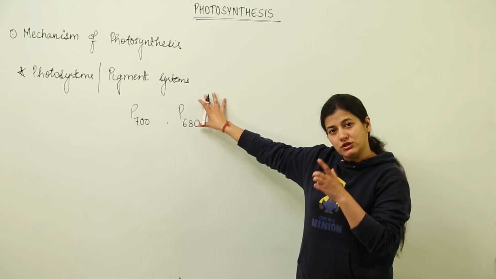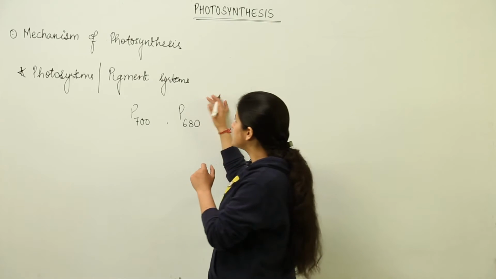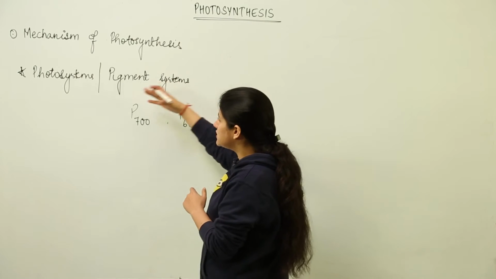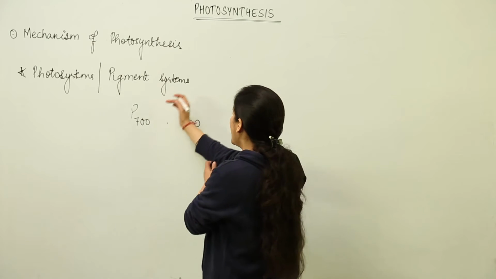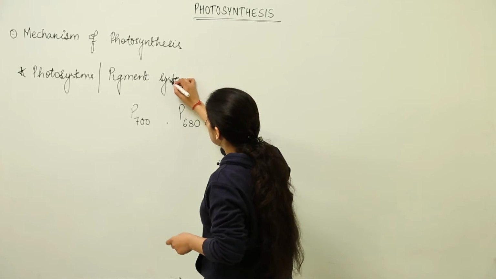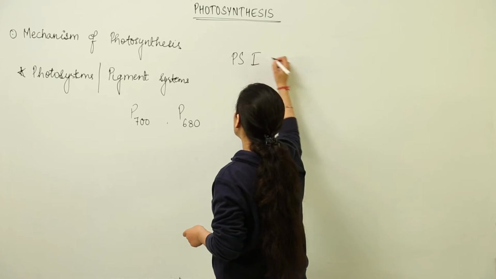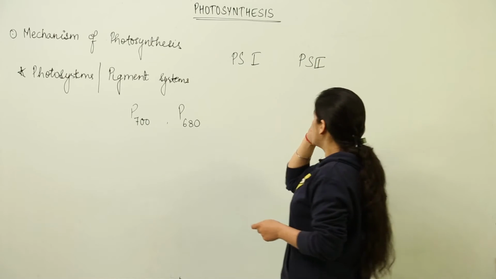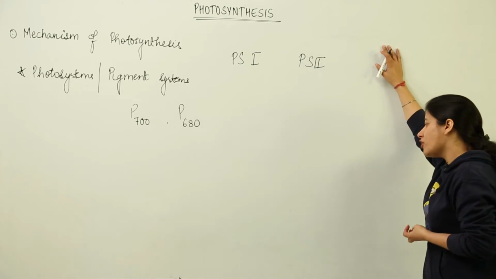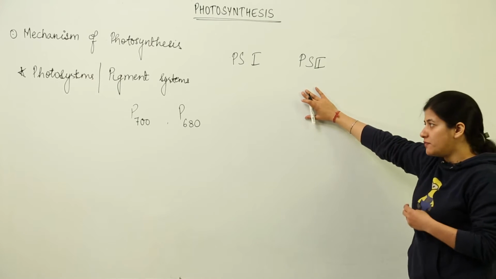Now in the case of pigment systems, we have two pigment systems. We don't use the term pigment system that commonly. We use photosystem, and that is what will be used in your lessons by me. Photosystem 1 and photosystem 2. These are the two systems in which the photosynthetic unit would be present, PS1 and PS2.